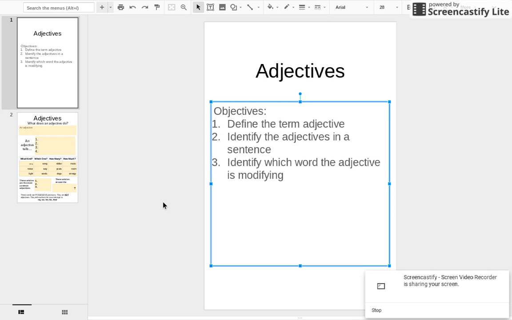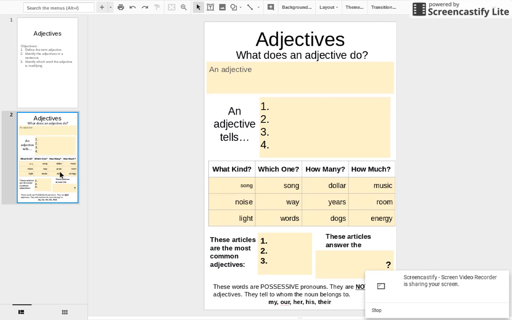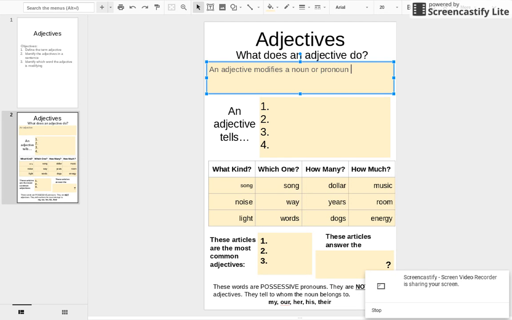Okay, here we go. We're going to go to our note sheet from our interactive notebooks, and we're going to take some notes here. So, first of all, what is an adjective? What does it do? An adjective is a word that modifies a noun or pronoun. To modify means that it will describe, change, limit the meaning of, or give more information about the noun or pronoun that it is modifying.